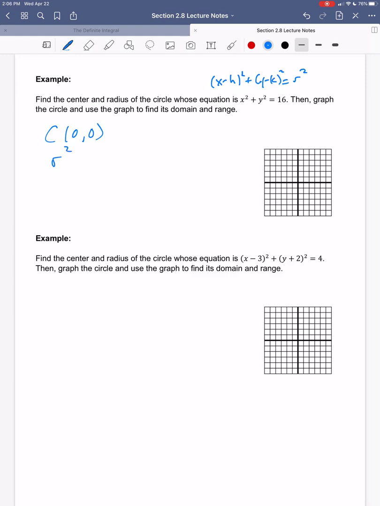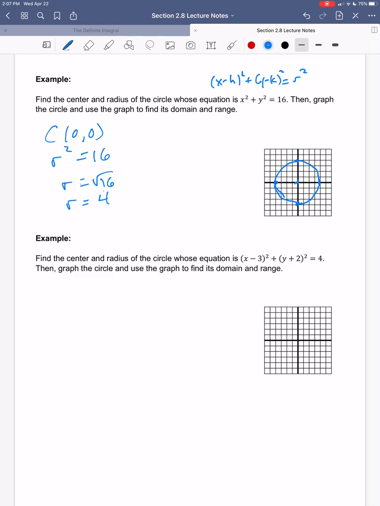And my r squared is 16, so that means r itself is going to be the square root of 16, so r is going to be 4. So my center is at 0, 0, and then I'm going to move 4 in each direction. So move 4 to the right, move 4 up, move 4 to the left, and move 4 down. Those 4 points are on the circle, and then we just connect to get the circle. Try to get it as nice as possible. I'm not going to be looking at your artwork on anything like this.